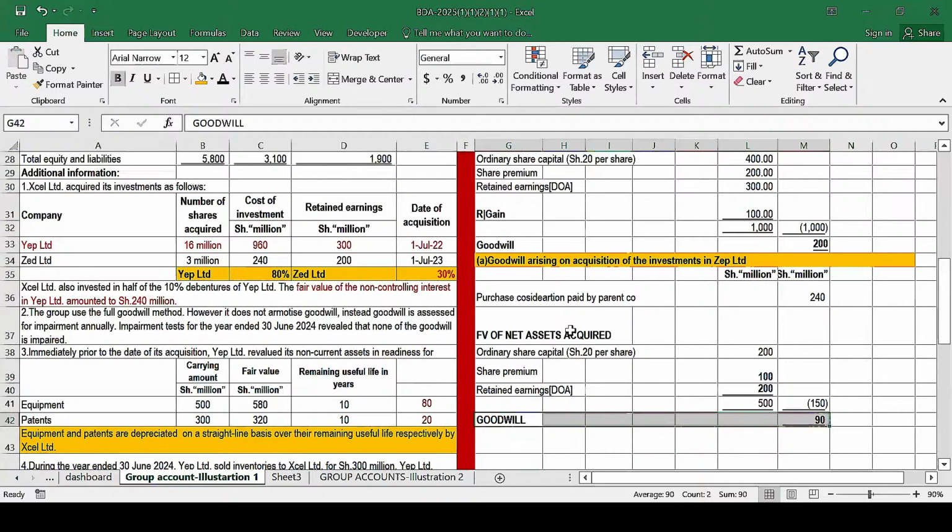Because, for example, I've said in a joint venture, we don't have NCI. We have 50% shareholding. There is no minority shareholder. In an associate, in fact, the parent company is the minority shareholder.